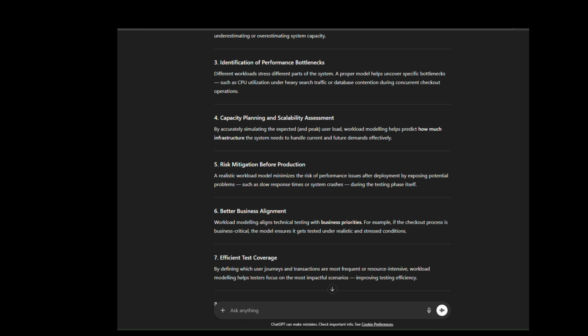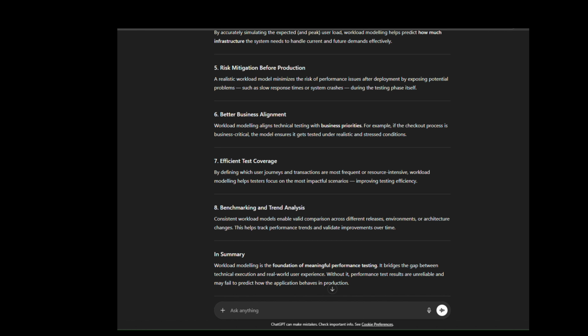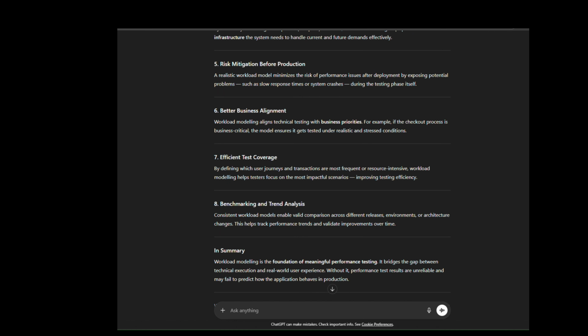5. Risk mitigation before production. A realistic workload model minimizes the risk of performance issues after deployment by exposing potential problems, such as slow response times or system crashes, during the testing phase itself. 6. Better business alignment. Workload modeling aligns technical testing with business priorities. For example, if the checkout process is business critical, the model ensures it gets tested under realistic and stressed conditions.